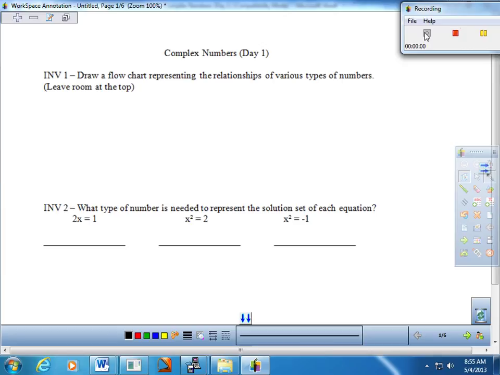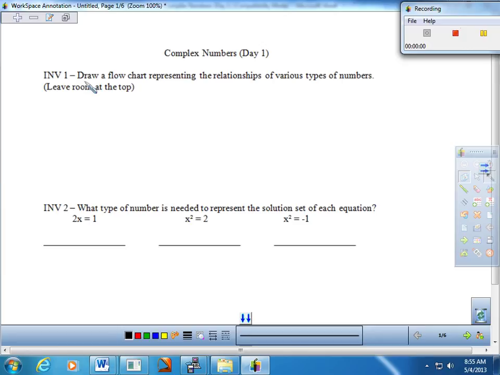Welcome. The title of today's notes worksheet is Complex Numbers Day 1. We'll take some time today developing the concept behind complex numbers and then really primarily focus on just the operations and manipulations of complex numbers. So let's start it out with a couple investigations that you see at the top of your page here, and just definitely kind of see where that leads us.